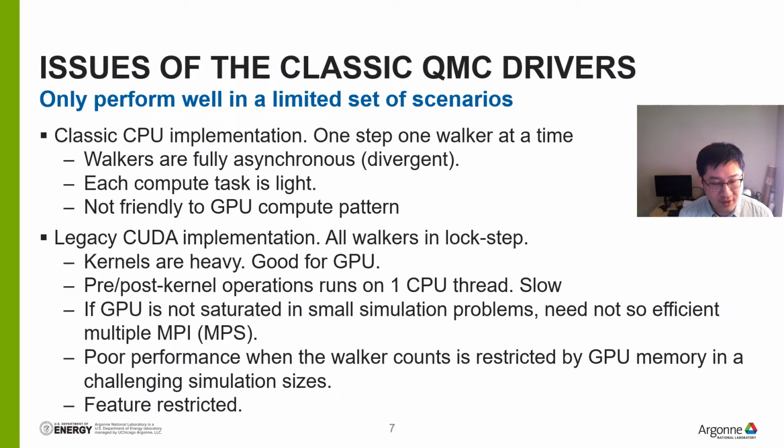When the GPU cannot be saturated in small simulation problems, you need to use multiple MPI processes targeting a single GPU, which is complicated. We also notice poor performance when the walker count is restricted by GPU memory in challenging problem sizes. The last but actually very important point: the legacy CUDA implementation has restricted features. We would like to change that.